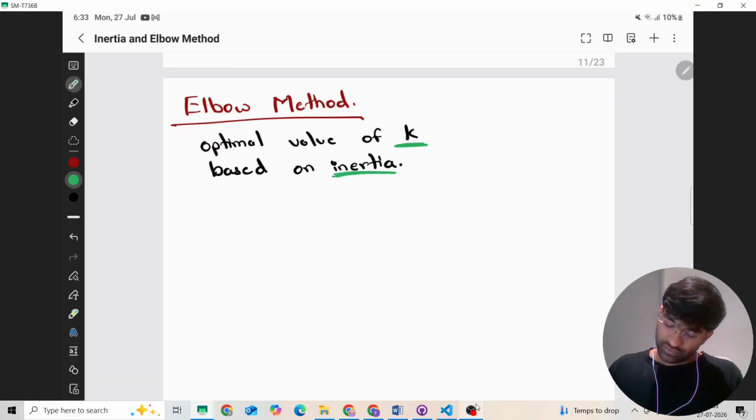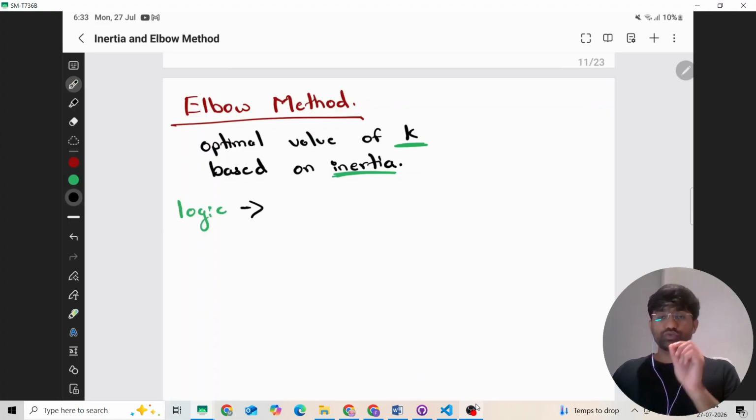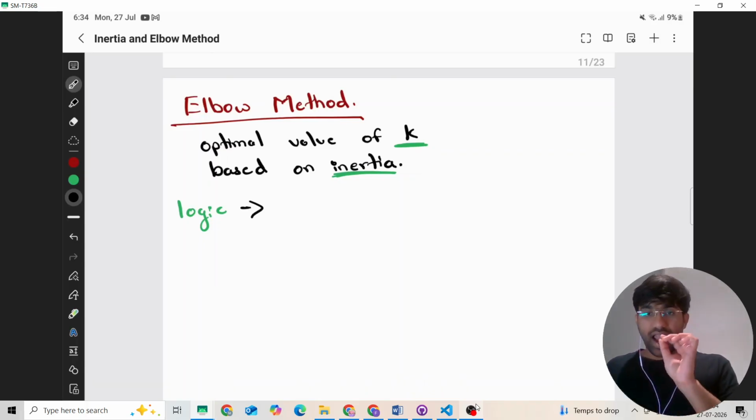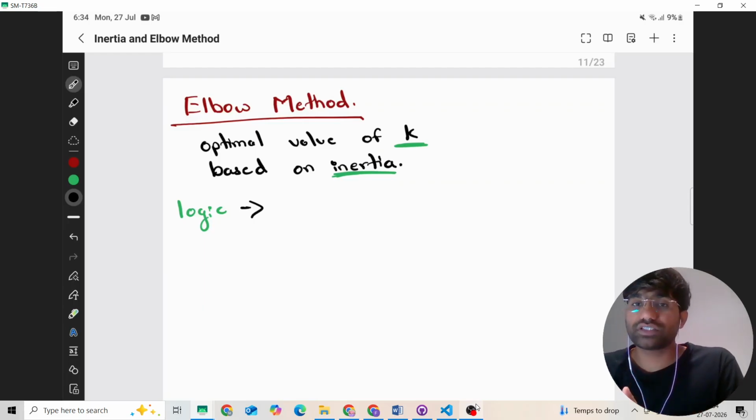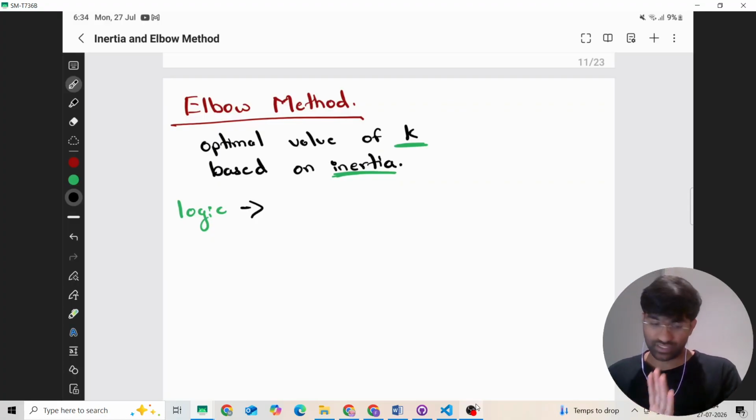What logic does it use? The logic is very simple. Choose the value of k where adding more clusters does not significantly decrease the inertia. Let me write it.